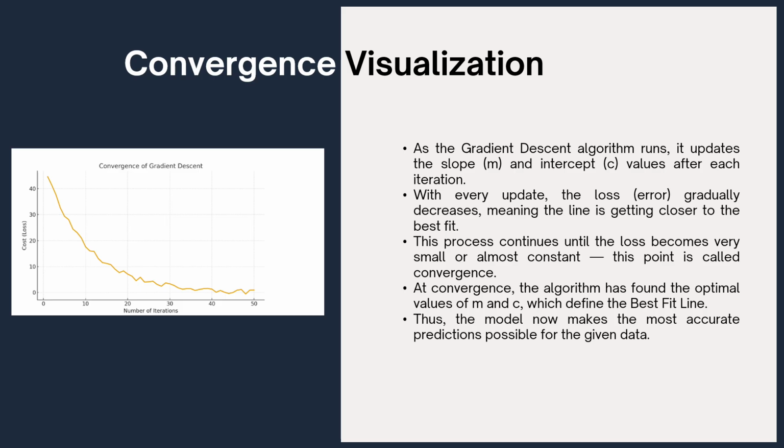As the algorithm continues updating M and C, the loss keeps decreasing. With every update, the loss gradually decreases, meaning the line is getting closer to the best fit. This process continues until the loss becomes very small or almost constant. This point is called convergence. At convergence, the algorithm has found the optimal values of M and C, which define the best fit line. Thus, the model now makes the most accurate prediction possible for the given data.